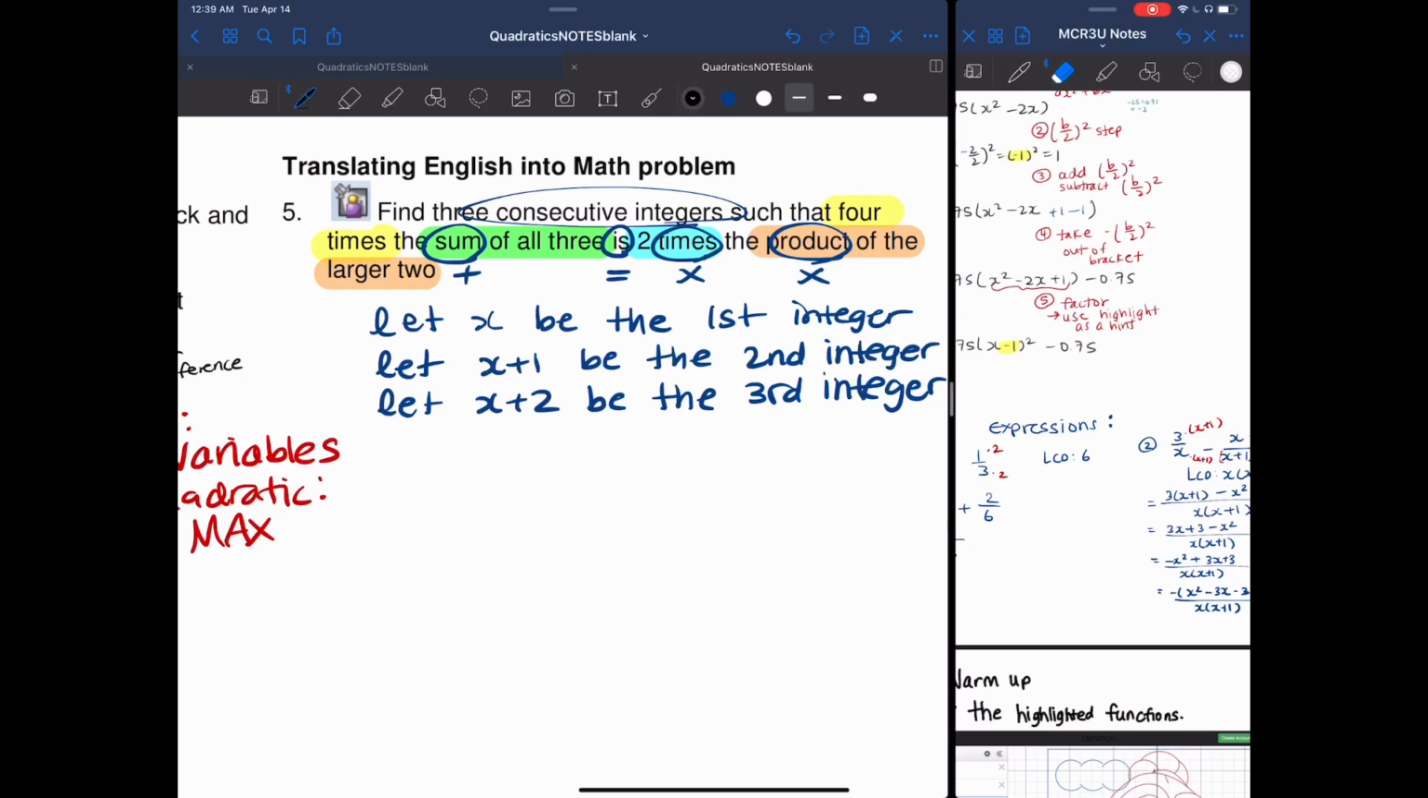All right, so it says 4 times. So I'm just going to write 4 times with the dot as the multiplication. The sum of all 3. So that means I have big square brackets. I have my x plus x plus 1 plus x plus 2. So that is my yellow and green highlights.